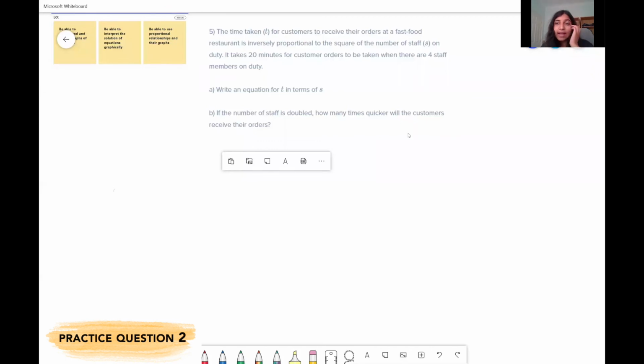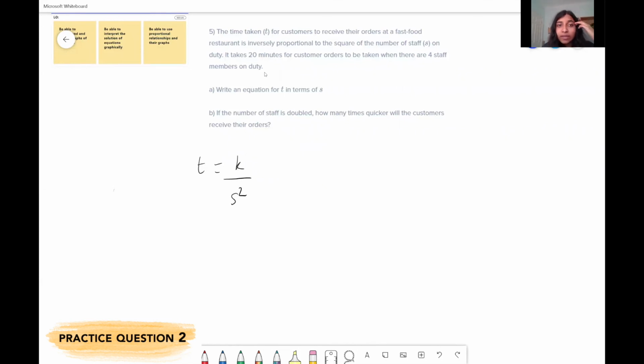Okay, so now we have an inverse proportion exam style question. You can pause the video here and try it for yourself, and then we can go through it together. It's saying the time taken, T, for customers to receive their orders at a fast food restaurant is inversely proportional to the square of the number of staff, S, on duty. So we first want to write that out: T is inversely proportional to S squared, so it's equal to k over S squared.